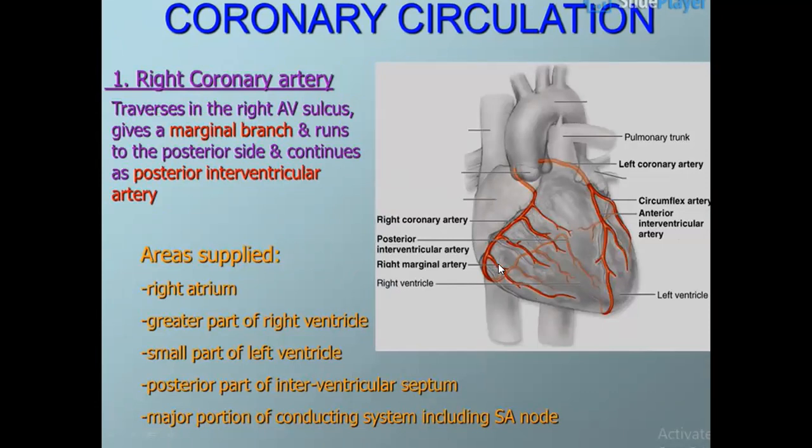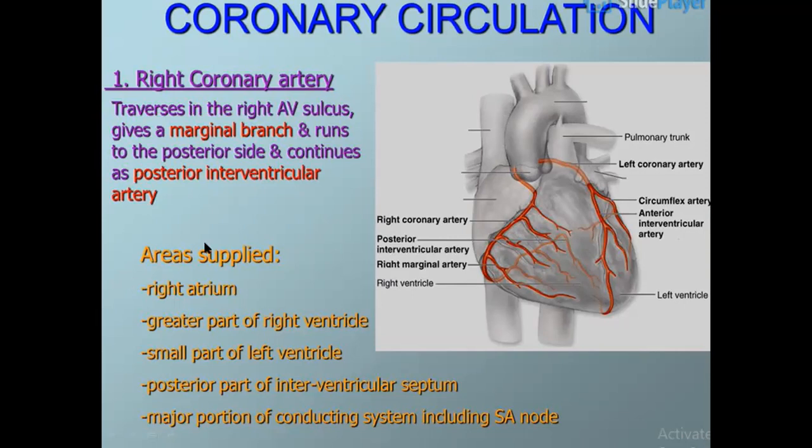So this is the marginal branch. It runs through this sulcus and comes here and forms the marginal branch, and then runs to the posterior side and continues as the posterior interventricular artery. The right coronary artery begins from the base or the roots of this ascending aorta, and then runs through this sulcus, gives a marginal branch, and then also goes to give a posterior interventricular branch, which comes down here.